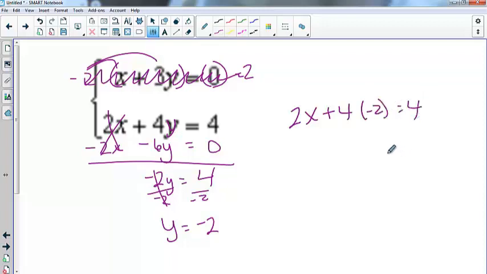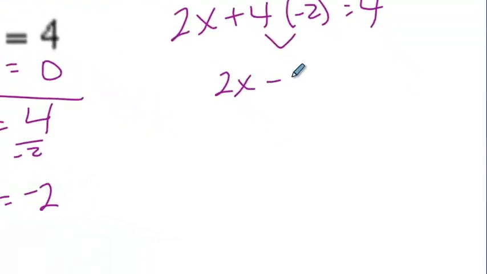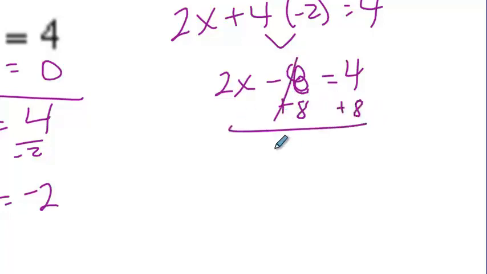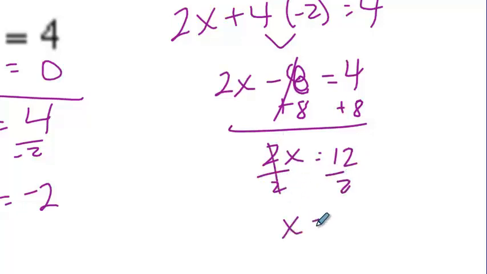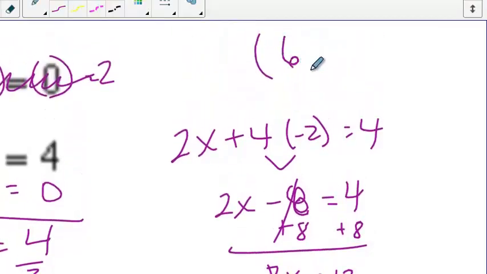What should I do first? Multiply 4 and negative 2. So I have 2x minus 8. I was getting ready to write 6. Thank you for stopping me. Then what? Add 8 to both sides. So I have 2x equals 12. Good. So x is equal to 6. What's my solution? 6, negative 2. This is how your answer should be.